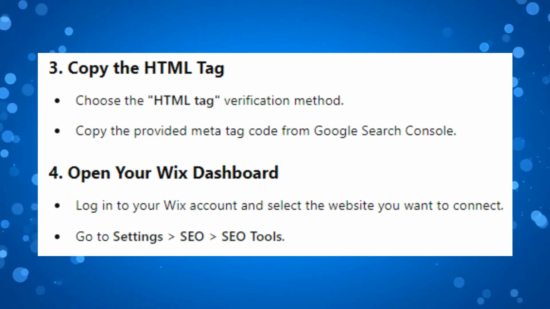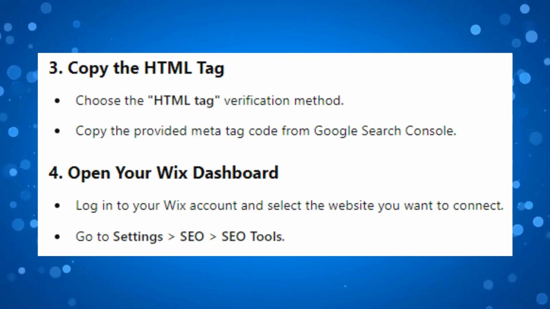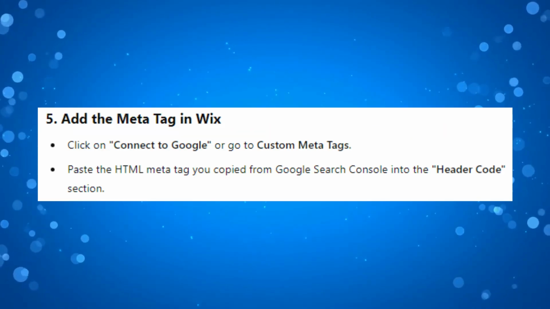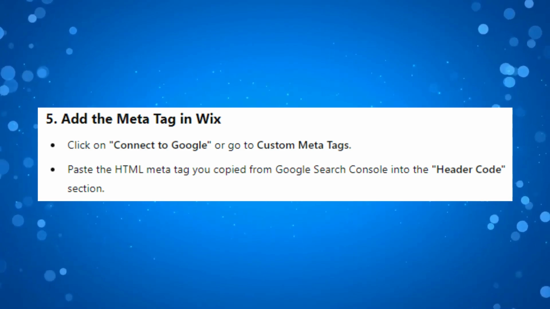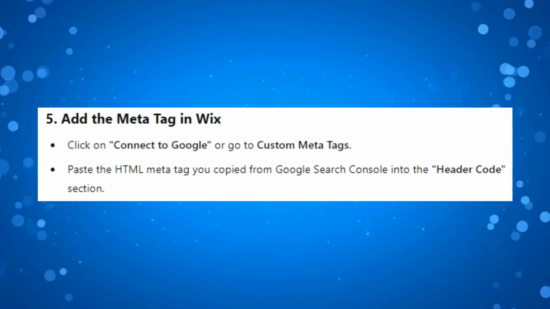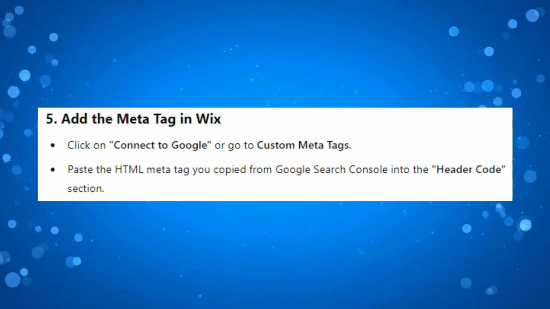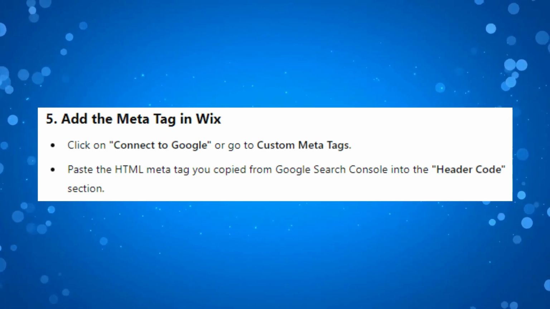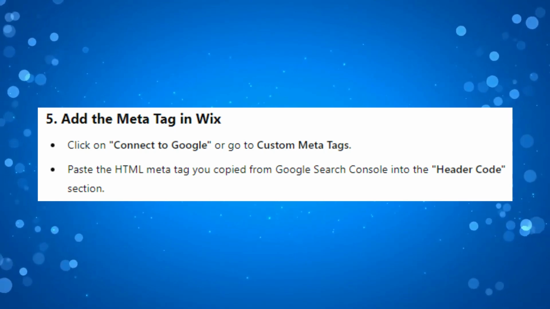After doing this, go to Settings, then click on SEO and then SEO Tools. Then add the meta tag in Wix by clicking on Connect to Google, or alternatively go to Custom Meta Tags. At this point, paste the HTML meta tag that you copied from the Google Search Console into the header code section.